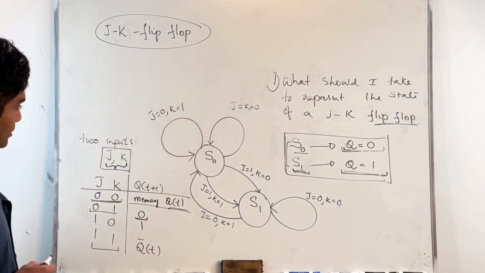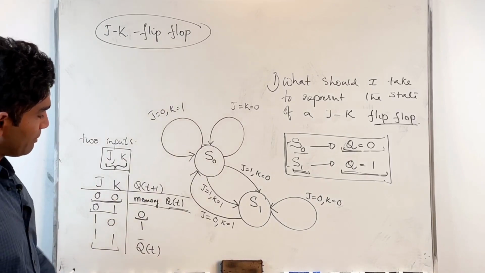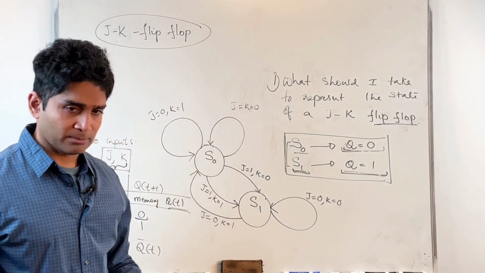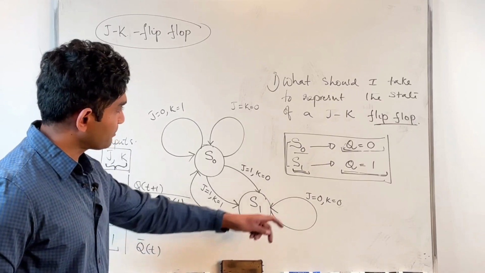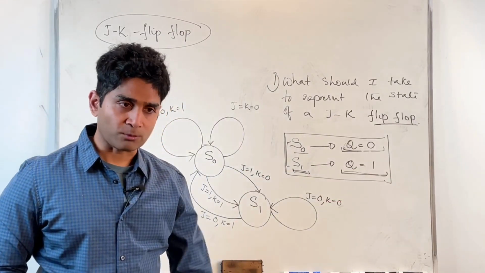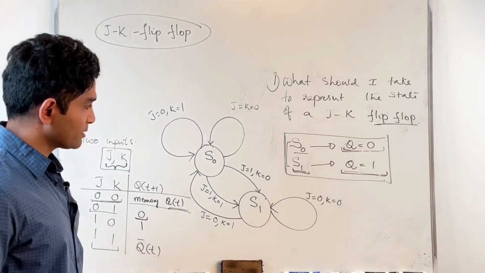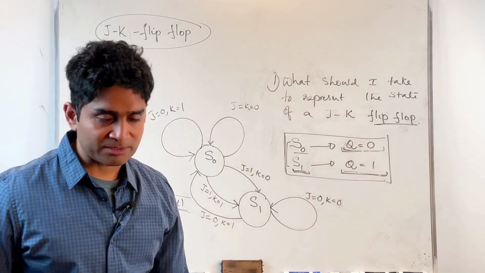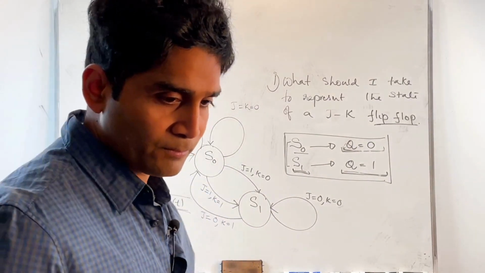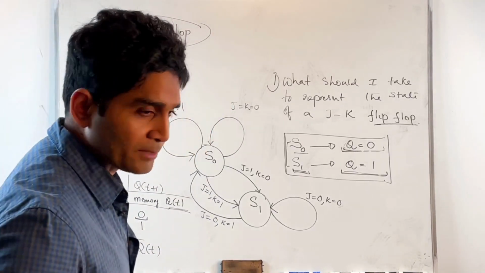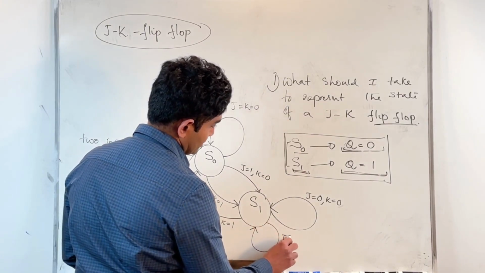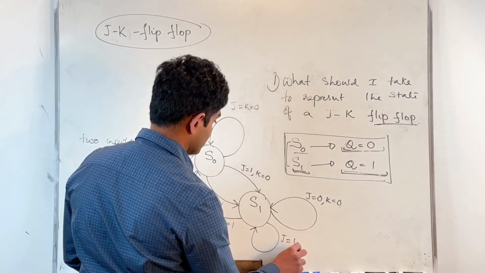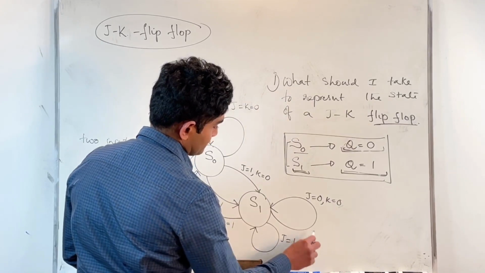What about 1, 0? I'm in this state right now in the present instance, which means my Q is 1, the output of the flip-flop is already 1. 1, 0 occurs when I'm in this state. What should be my state transition now? Perfect, I stay back in the same state with J equals 1, K equals 0.